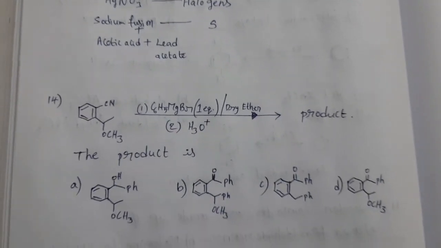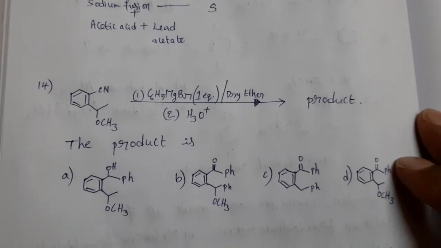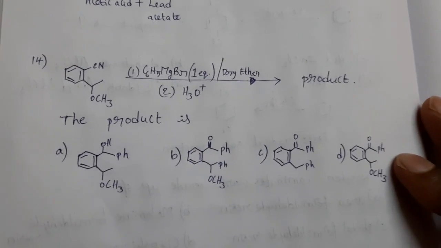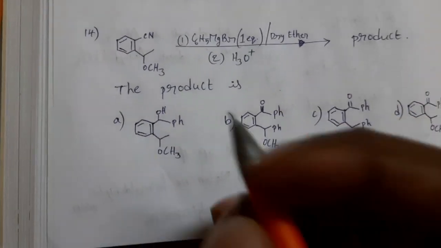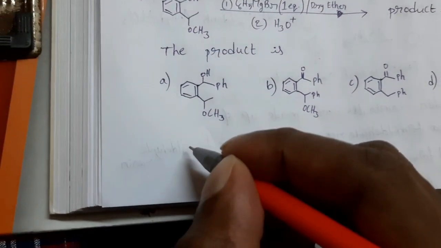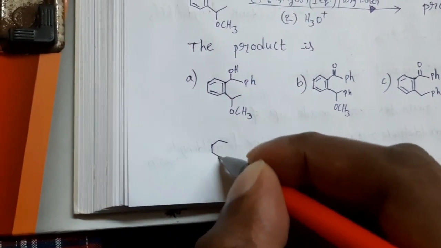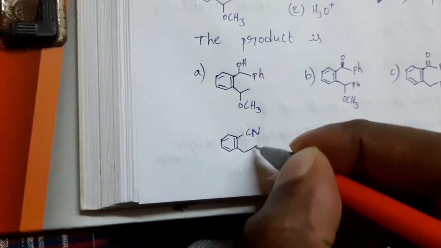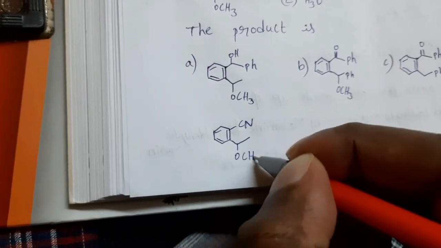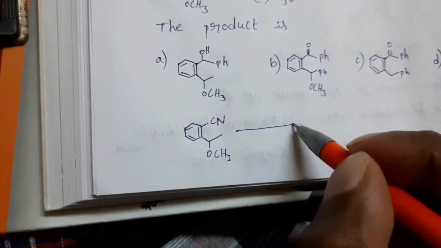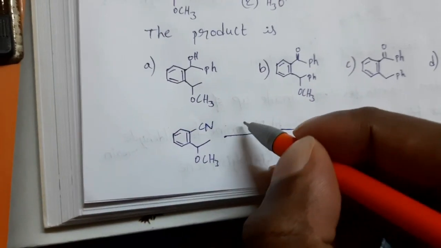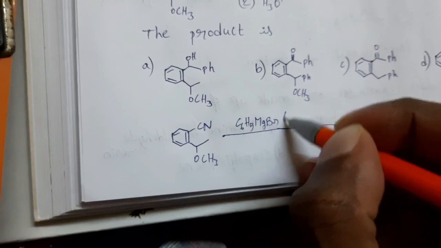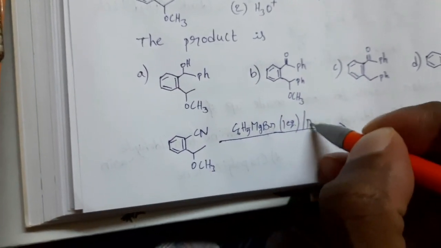Next, this reactant is treated with Grignard reagent C6H5MgBr in presence of dry ether followed by acidic hydrolysis. Note down the given reactant. This is the given reactant, a cyanide with OCH3. It is treated with 1 equivalent of C6H5MgBr, phenylmagnesium bromide, in presence of dry ether.